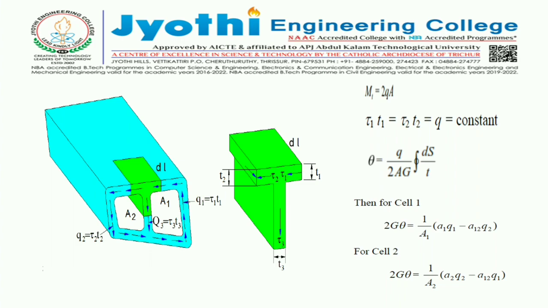Small letter a1 represents integral ds by T for the wall section of cell 1. Small letter a2 represents the integral ds by T of the wall section of cell 2. a12 represents integral ds by T for the web. It is common for cell 1 and cell 2. Next we can solve some problems in thin-walled sections.